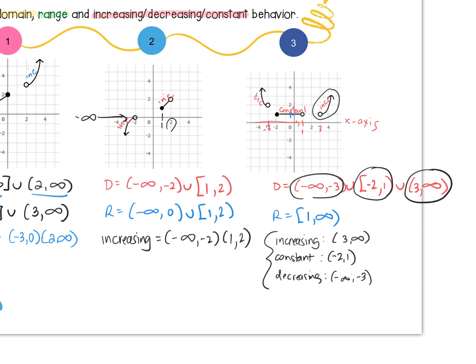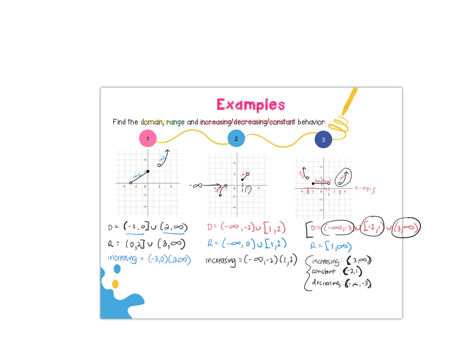All of these are going to come from somewhere in the domain, okay? It's just that these are always going to have parentheses. These are not going to have brackets, okay, ever, with increasing, decreasing, and constant.